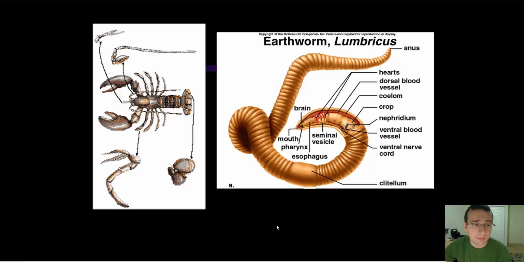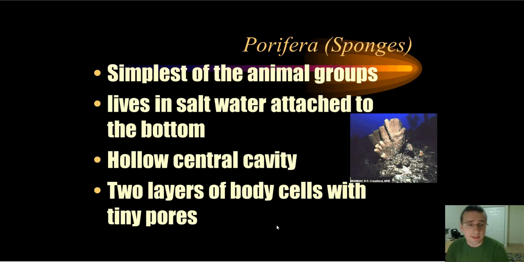So the first and simplest kind of animal is going to be the Porifera, or sponges. They are living in salt water, and most of them live most of their life attached to the bottom of the ocean, although they have a stage where they actually freely move around. They have hollow central cavities with 2 layers of cells, but they do not really have tissue. Everywhere you look at a sponge, it's about the same. So they really don't have tissue.